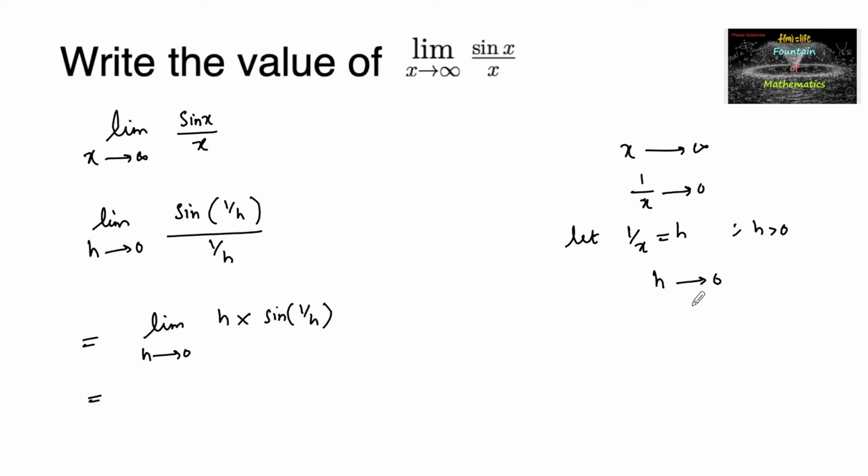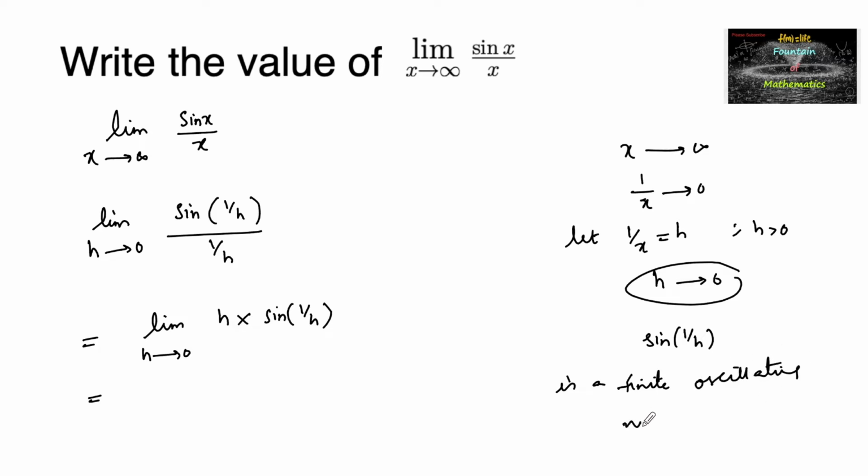And since we know that as h tends to 0, sin 1 upon h value is a finite oscillating number. It's a finite oscillating number between minus 1 and plus 1. So it is a finite value. So we can give the answer.